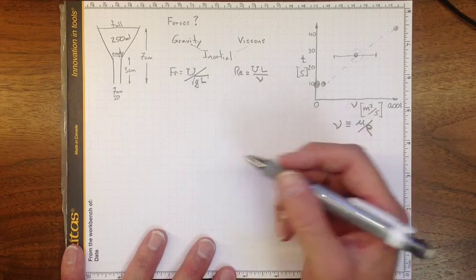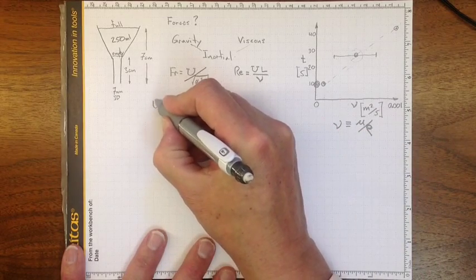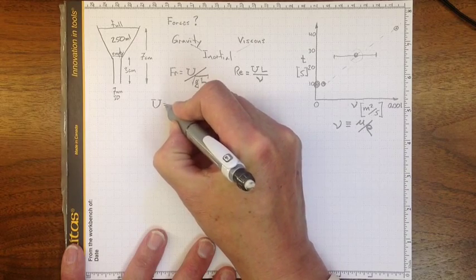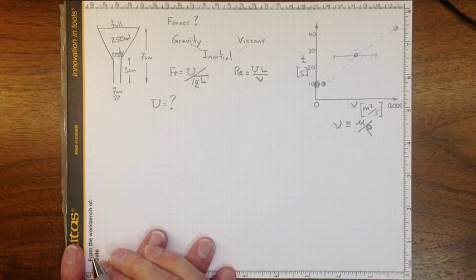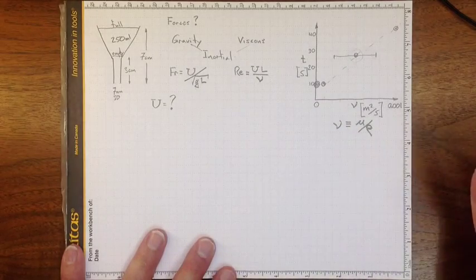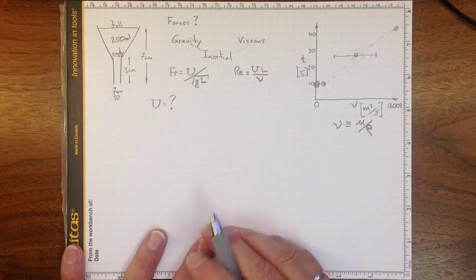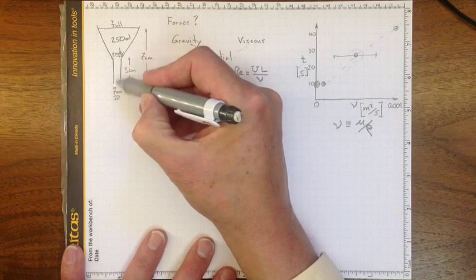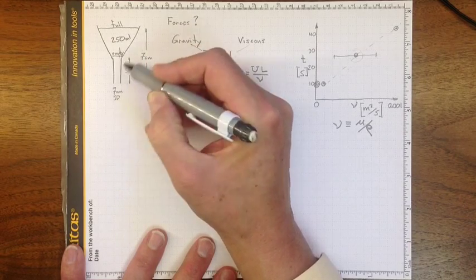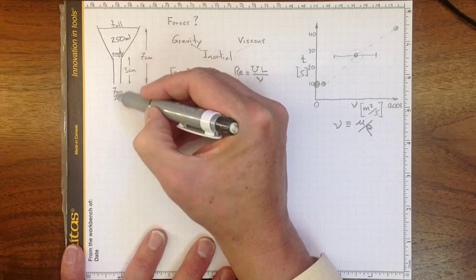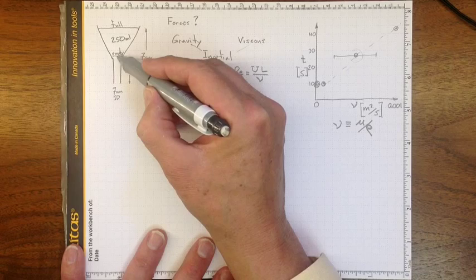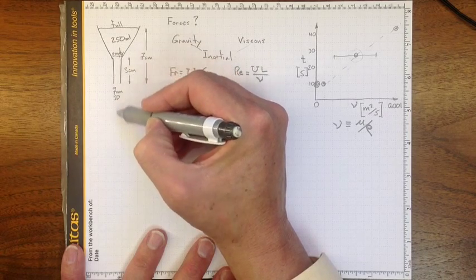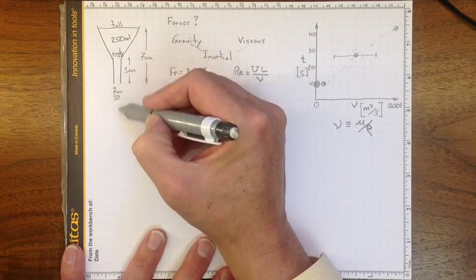But what should we use for u as a representative velocity? We didn't measure velocity. We only measured time. How can we get an appropriate velocity? Well, the flow coming out of this funnel comes out at some average velocity on the way from full to empty. It starts out being fast when it's full, and it's not as fast when it's almost empty, but we could take some kind of an average over time.